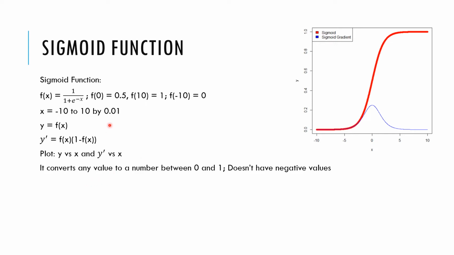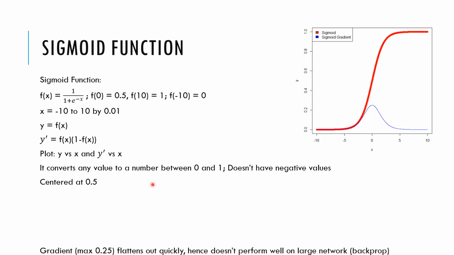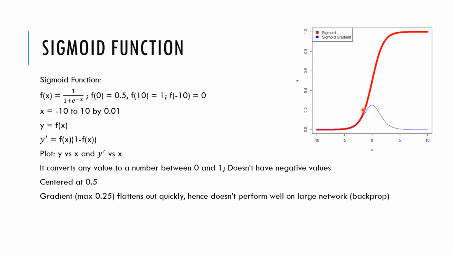Now, the sigmoid function converts any number to a value between 0 and 1, and it does not have any negative values. It is centered at 0.5, not 0; you see this 0.5 somewhere here. Then the maximum value of the gradient of sigmoid is 0.25, and it flattens out quickly on both the left and right sides. Therefore, sigmoid is not a very good activation function for a large network where we have a lot of hidden layers. It doesn't perform well in backpropagation.